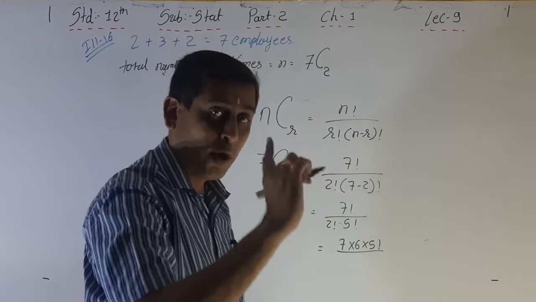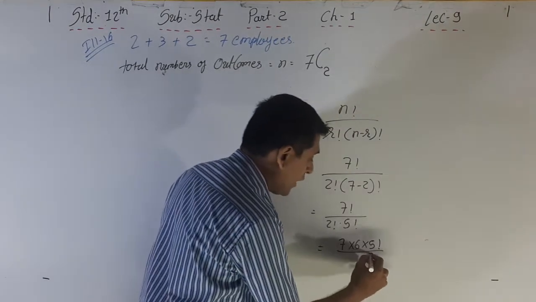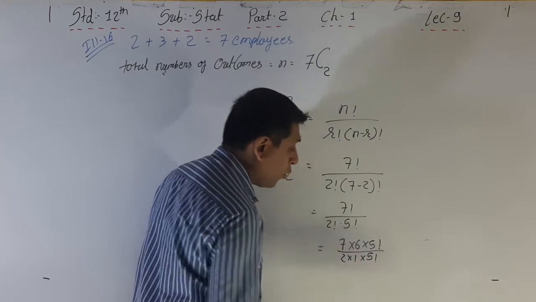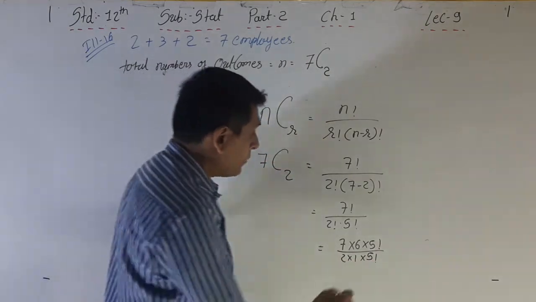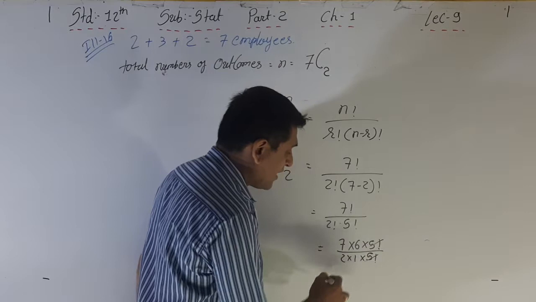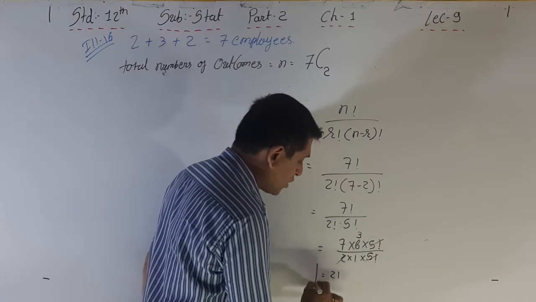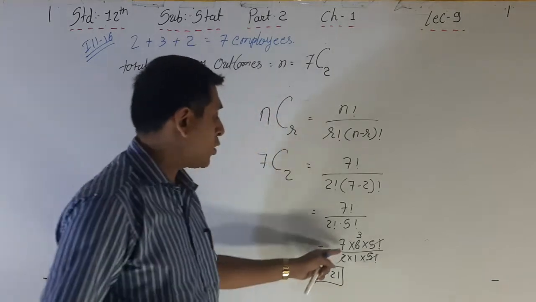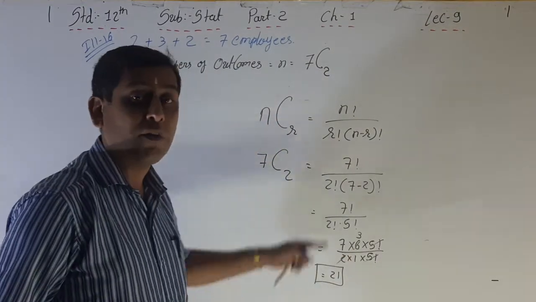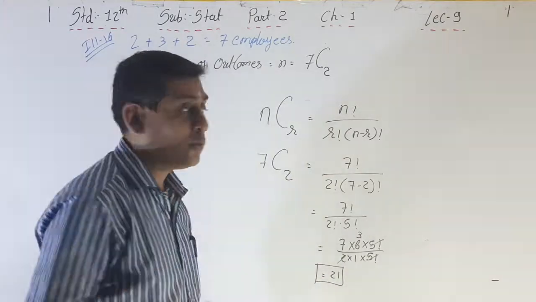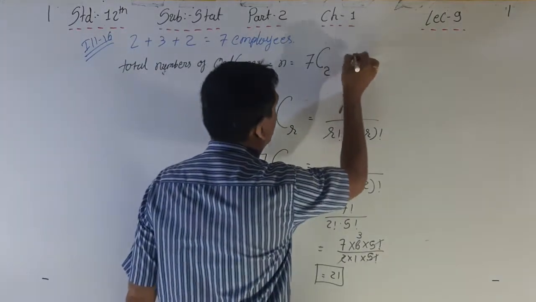Because 5 factorial means 5, 4, 3, 2, 1. Here 5 factorial is also there in the denominator, and 2 factorial means 2 into 1. Right? So here 5 factorial is cancelled. 2 cancels with 6, giving 3, so the final answer is 21. So 7C2 is equal to 21. This is the full method. But now see the shortcut method here.